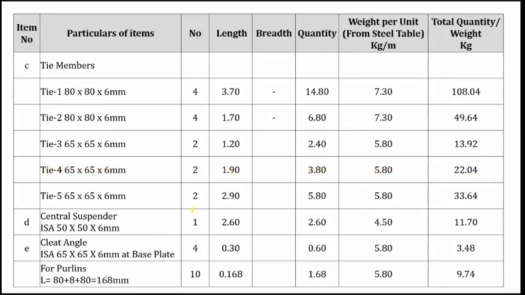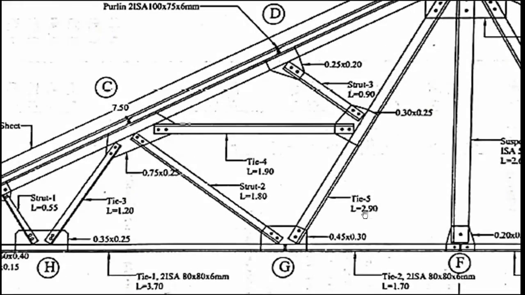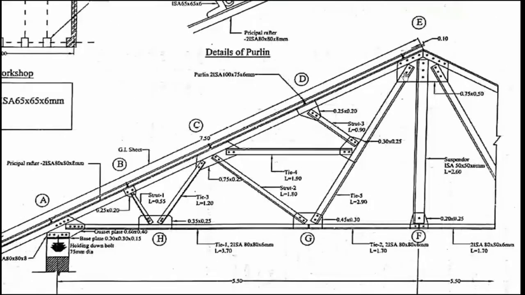Then next, we will go to tie member number 5. So we were talking about this tie member number 5, which is of length 2.9 meters. This number you can see.